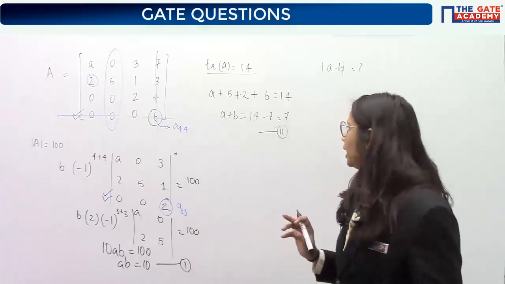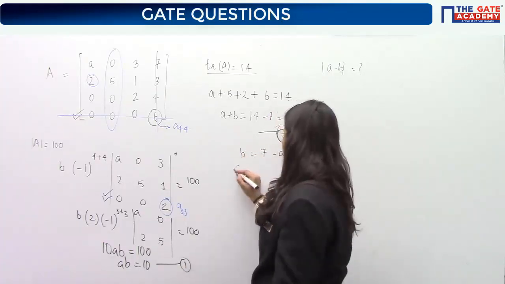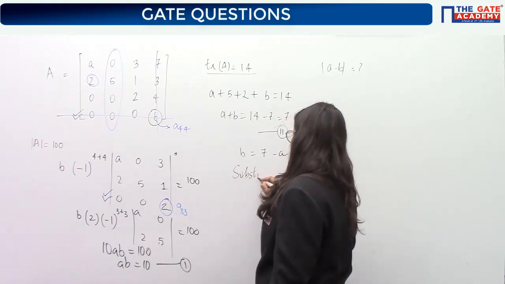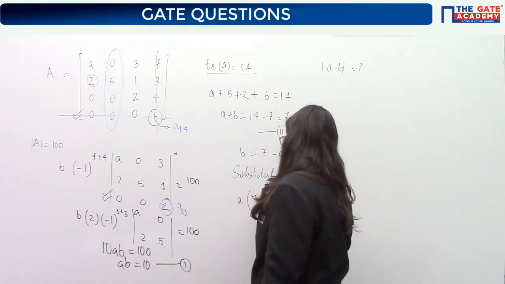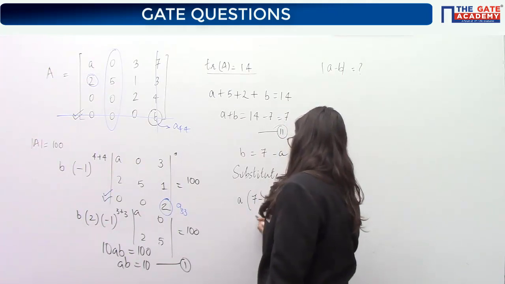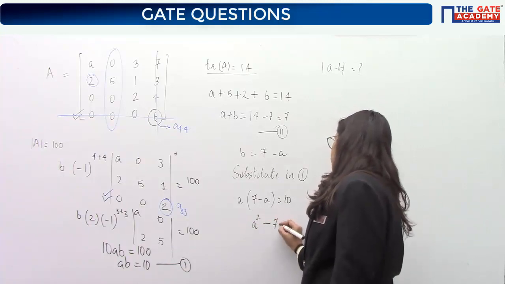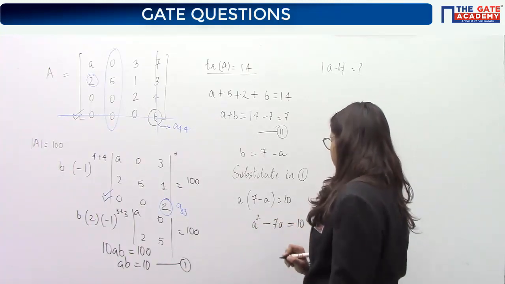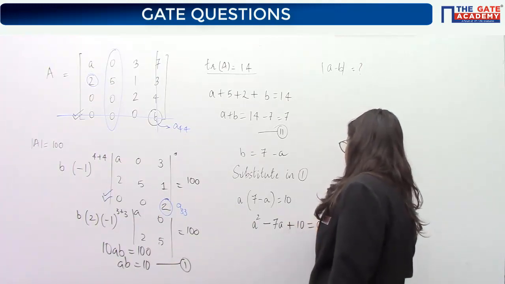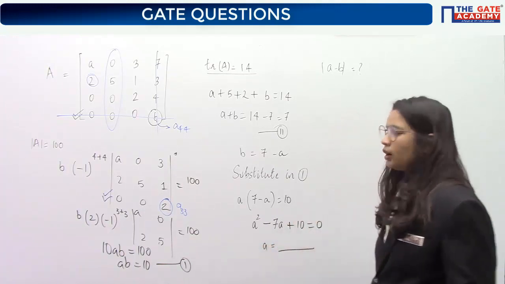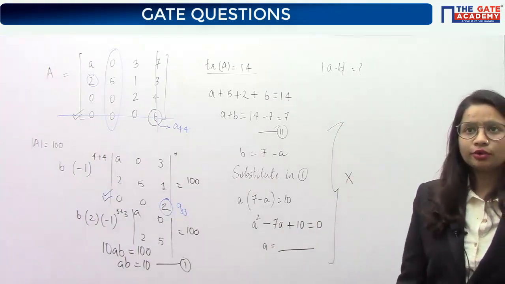Okay, so one of the ways is that from here you will say that b is 7 minus a, and you will substitute this value in 1. Then you will say that a times 7 minus a is equal to 10. And similarly you will solve this to get a quadratic equation. So it will be a square minus 7a plus 10 equal to 0. So this is one of the ways to solve this, but we will not go with this solution.